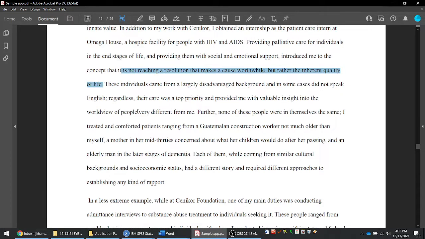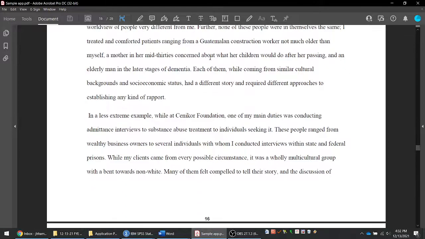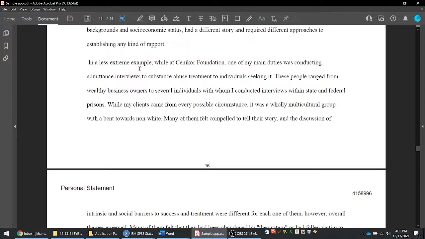Very different than me, so talking about diversity and intergroup differences. So talking about identity and diversity, different approaches. So highlighting some kind of basic principles of cultural competence, so trying to communicate some of that cultural competence to me here.